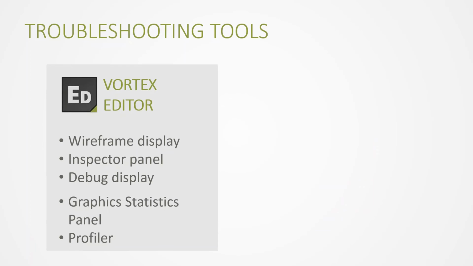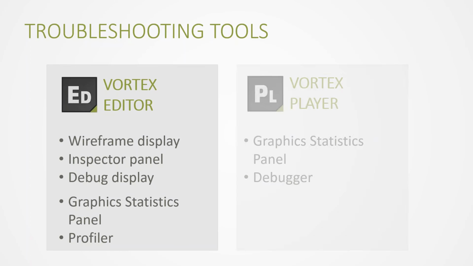Right. So if we look at all the troubleshooting and optimization tools available in the Vortex editor, there's quite a few. There's the wireframe display, the inspector panel, and the debug display, and then there's a graphic statistics panel and the profiler. And in the Vortex player, you have two discrete tools, the graphic statistics panel and the debugger.